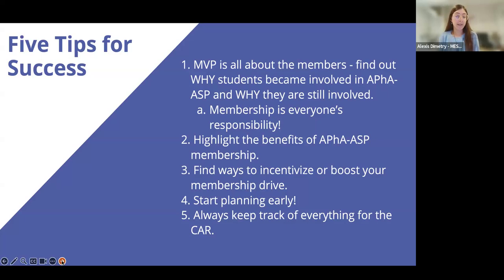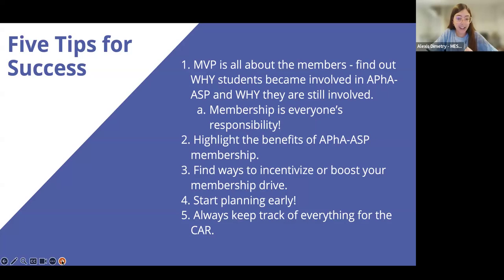You want to highlight the benefits of the APHA ASP membership. So there's a lot of benefits. So I really highly recommend checking out the website, browsing through everything. We're currently getting it revamped, so keep an eye out for that. You'll see a student pharmacist tab on there. You can check things out and you can see all the opportunities for student pharmacists. There's a lot. So definitely take a look at that because certain membership incentives might speak to different people. Find ways to incentivize or boost your membership drive.